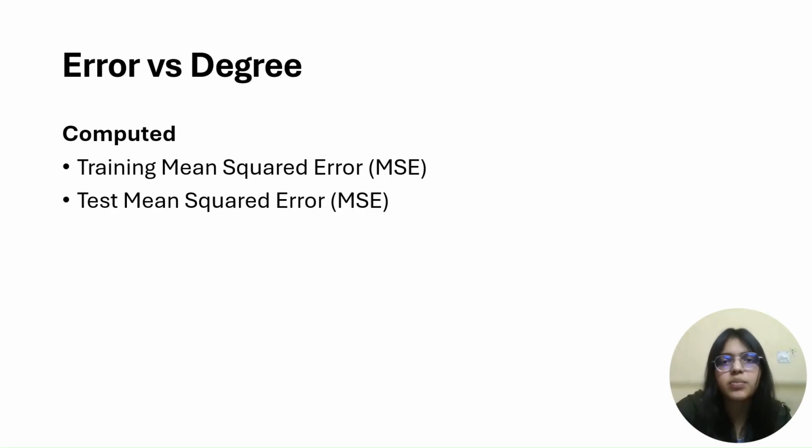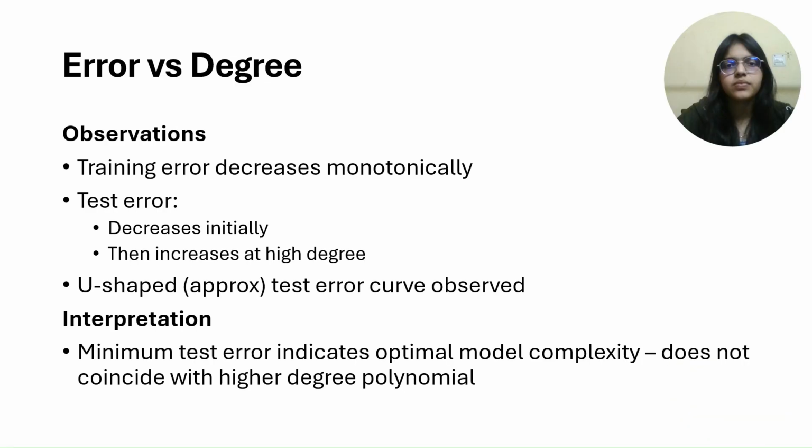For each degree, I computed the training mean squared error and the test mean squared error. The training MSE measures how well the model fits the training data, while the test MSE evaluates how the model generalizes to unseen data. As expected, the training error decreases consistently as the polynomial degree increases. However, the test error initially decreases, reaches a minimum at an optimal degree, and then starts increasing. This U-shaped behavior of the test error clearly illustrates the transition from underfitting to overfitting.